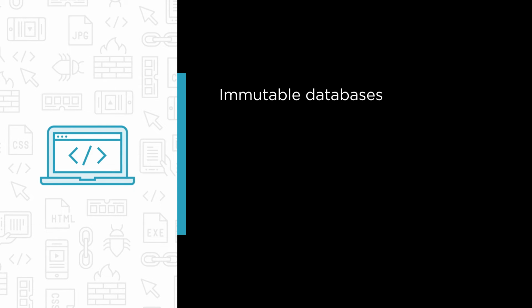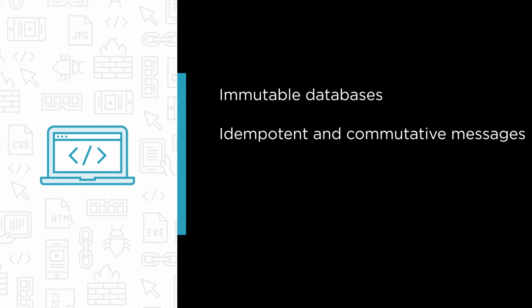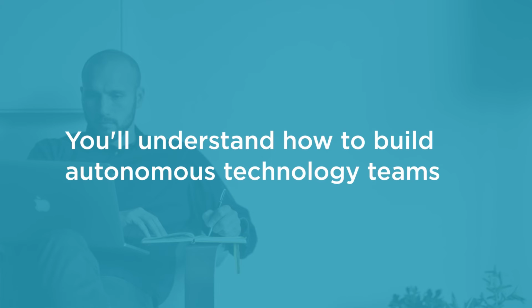Some of the ideas that we'll explore include immutable databases, idempotent and commutative messages, Conway's Law, and sagas. And by the end of this course, you'll understand how to build autonomous technology teams that work together to construct reliable, consistent, and valuable distributed systems. We will evolve a distributed system throughout the course.